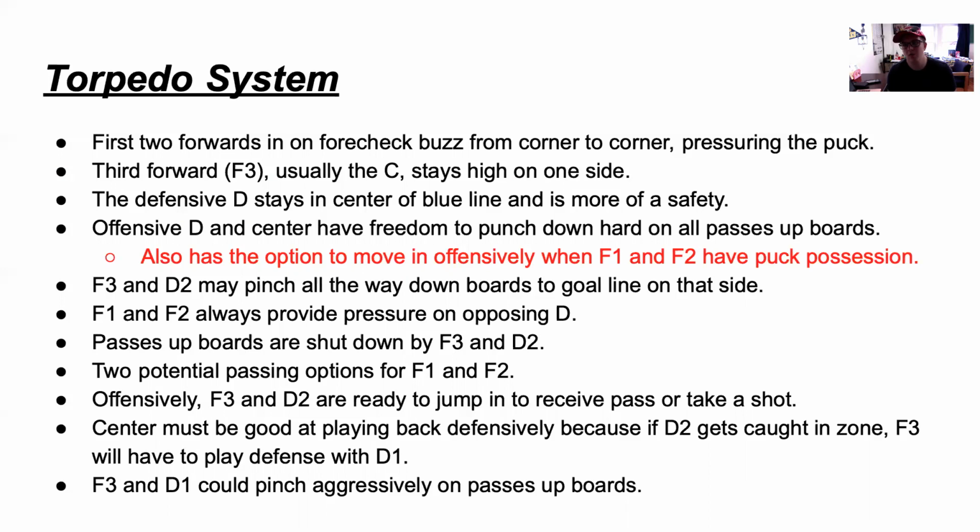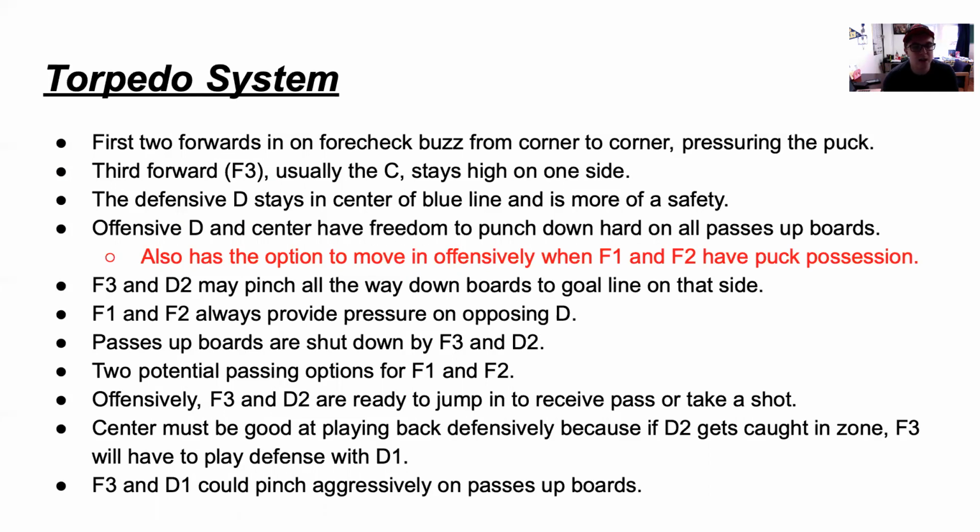So when it's a safety, we have to make sure that no one comes back and exits their own zone. We have to keep the puck in the offensive zone because we want to score and get shots and gain puck possession, more time in the offensive zone. And the offensive D and the center have freedom to punch down hard on all passes up the boards. It also has the option to move in offensively when F1 and F2 have puck possession.